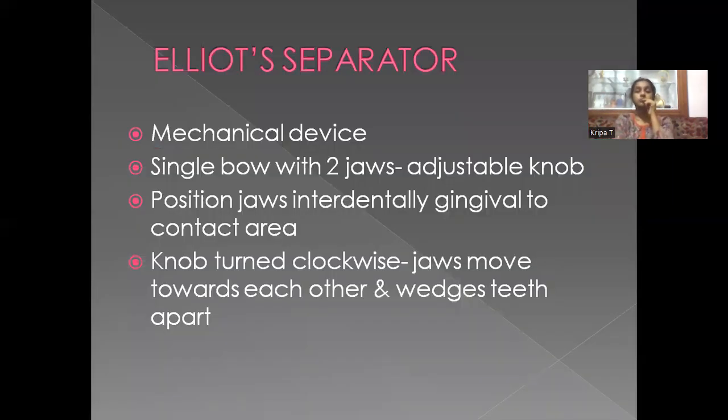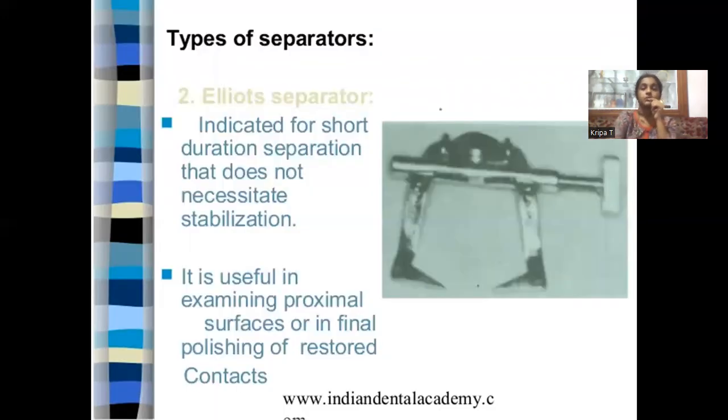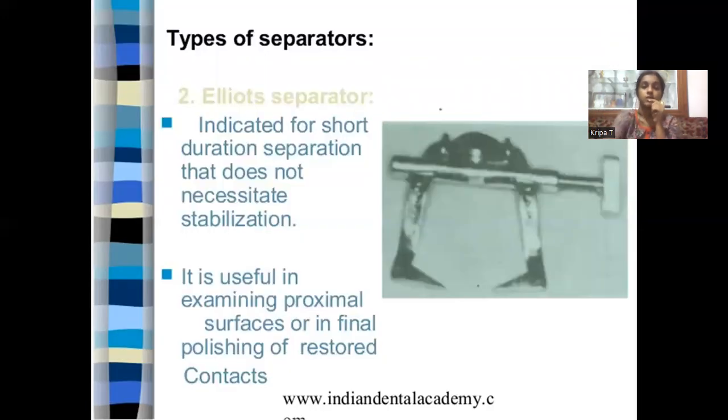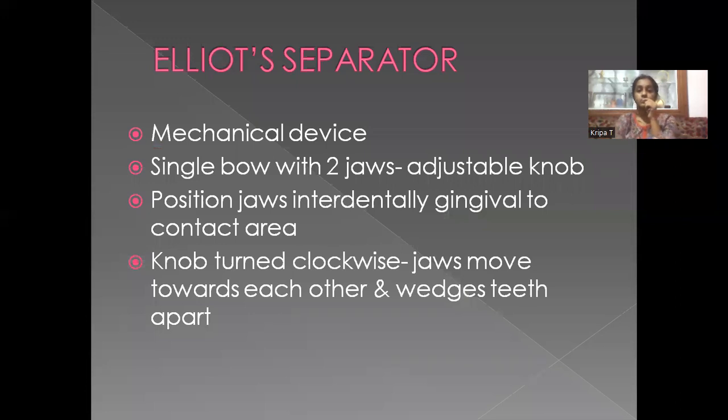As in the diagram, you can see it is a mechanical device. You can see there is a single bow with pointed probes on both sides and a knob for adjustment. These are called jaws, and the knob is adjusted. As the jaws come closer, separation is achieved. So it's a single bow with two jaws and an adjustable knob.